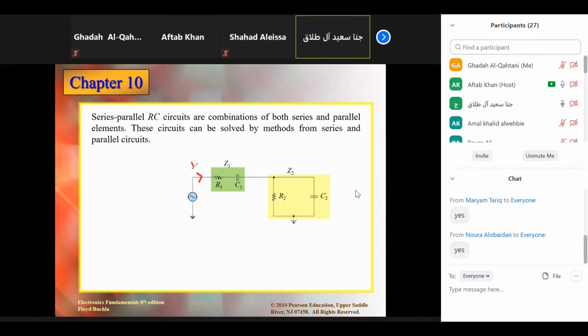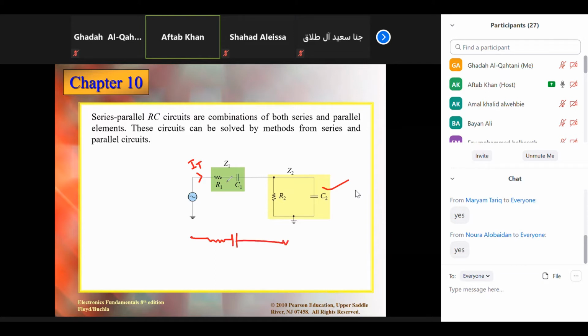We need to convert the parallel into series, because for the total current we need to combine Z1 and Z2, and one is parallel and the other is series. So what we will do is convert this yellow part into series. When we convert it into series, the circuit will look like this.